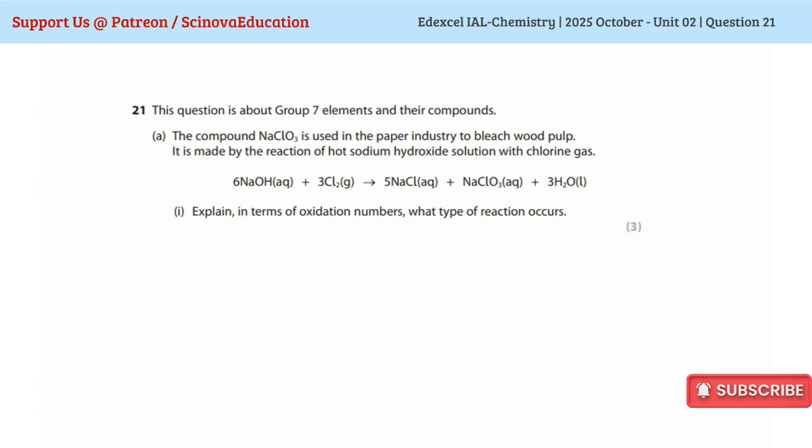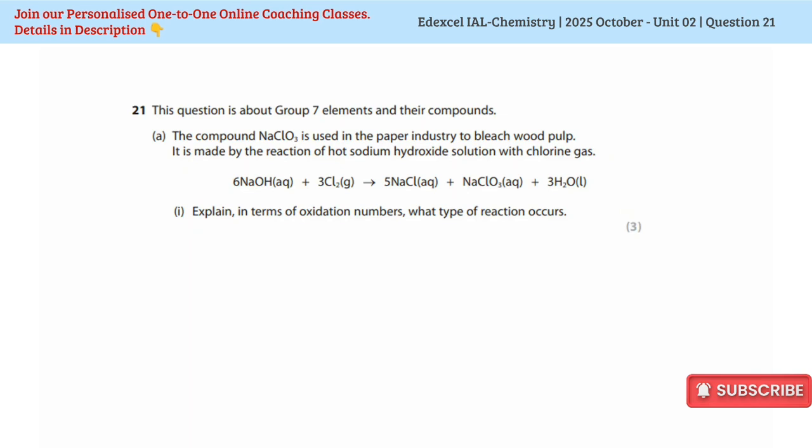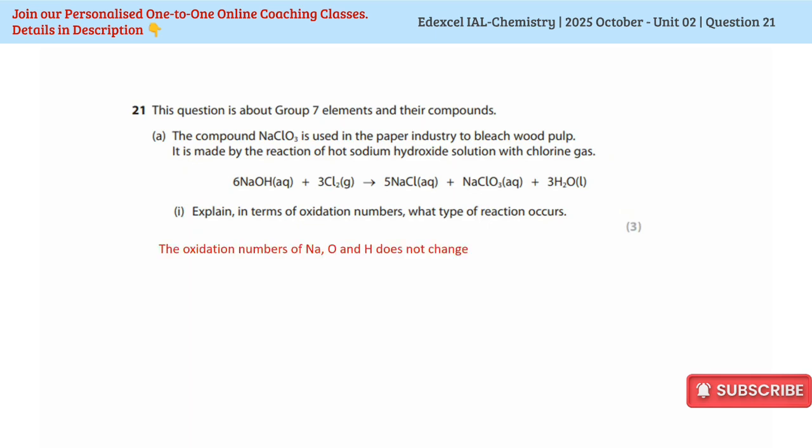the reaction is given. First part, explain in terms of oxidation numbers what type of a reaction occurs. When it gives a hint that you have to consider the oxidation numbers, you can straight away consider the oxidation numbers to state the type of reaction. When it says oxidation numbers, what comes into your mind is redox reactions, but this is a special type of redox reaction. You can see sodium, oxygen, or hydrogen does not change their oxidation state, but chlorine is changing the oxidation state, oxidizing and reducing at the same time.